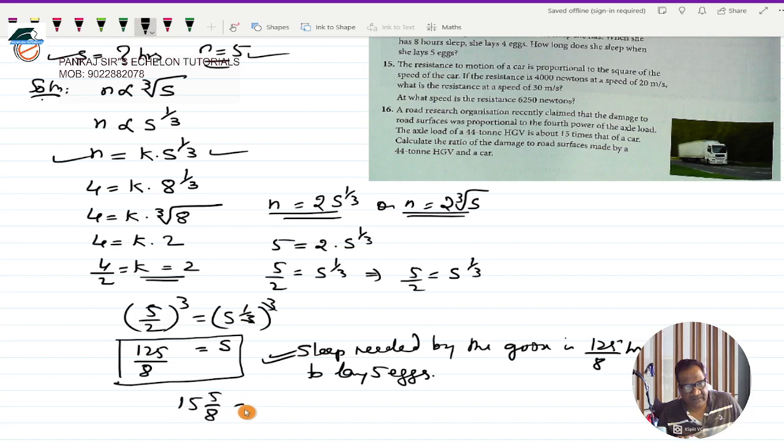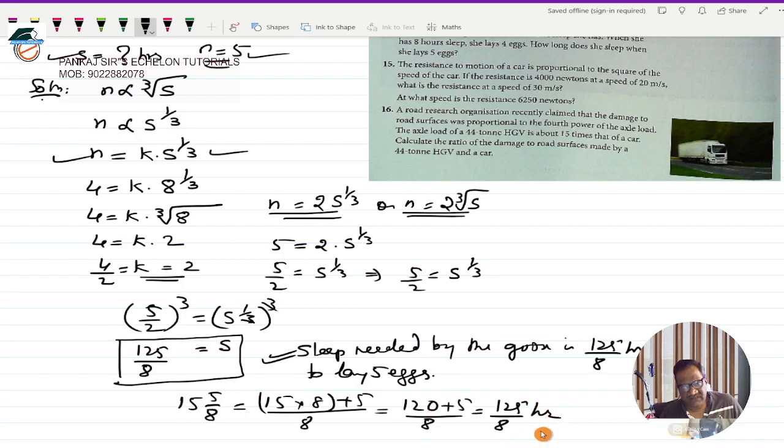Now this 15 5 by 8 is nothing but a mixed fraction. So if I want to convert it into an improper fraction, it will be 15 into 8 plus 5, so 15 into 8 plus 5 upon 8. Now 15 into 8 is how much? 8 5s are 40, 0, 4 carried. 8 1s are 8 plus 4, 12, so 120 plus 5 upon 8, which is nothing but 125 upon 8.